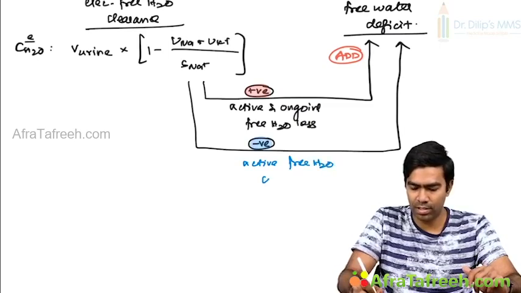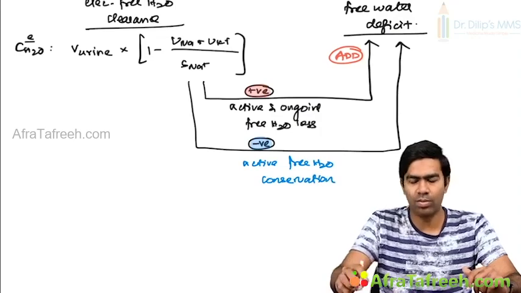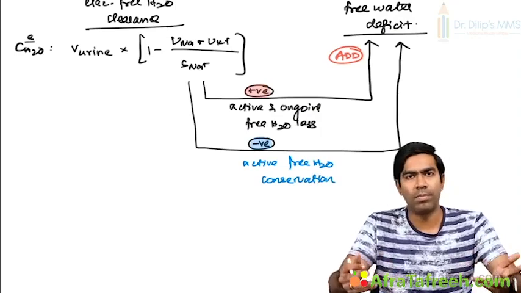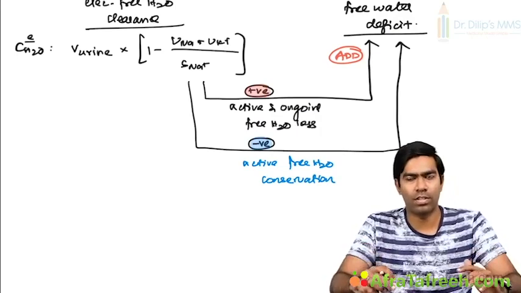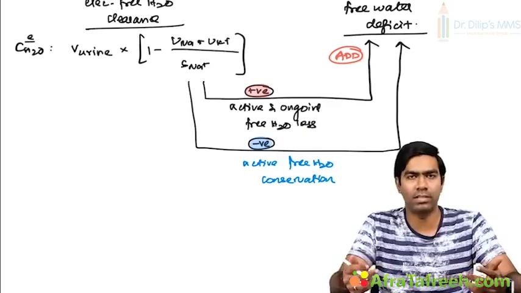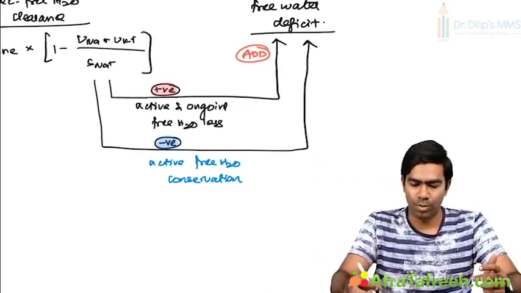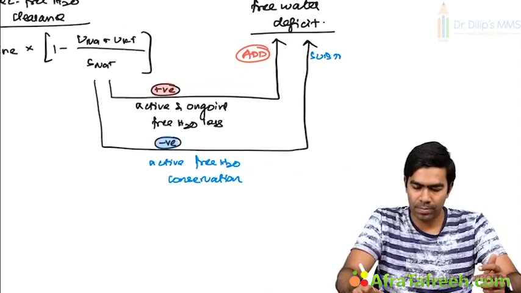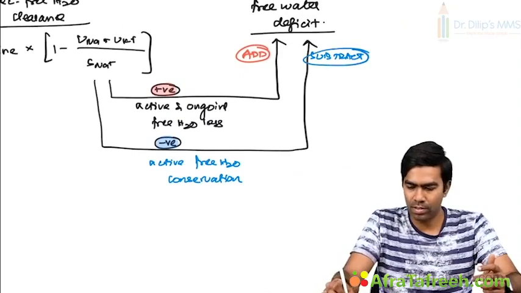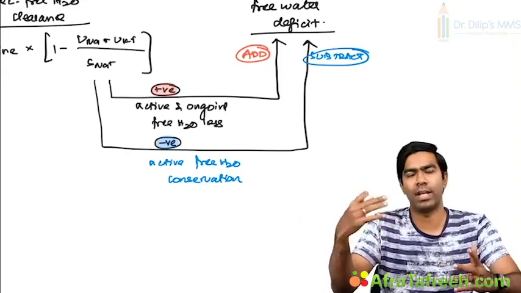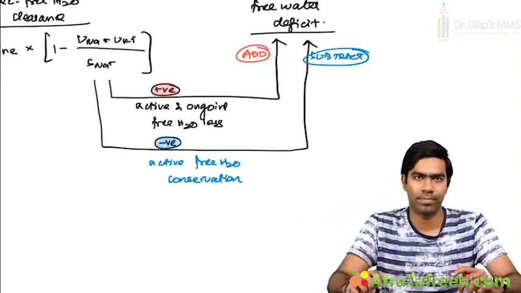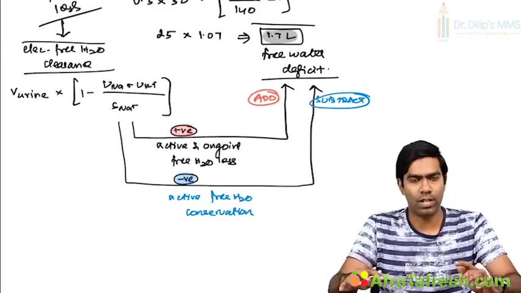Similarly, if the value comes as negative, negative means there is active free water conservation happening in the kidney and urine, which means the kidneys themselves are trying to help you by causing some free water conservation. Not completely, but something is helping there. So this value should be subtracted from the free water deficit you have calculated to get the net free water correction rate. So these are the two things that you have to know.